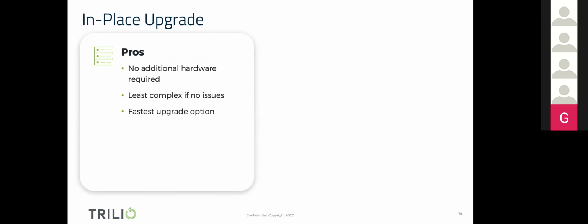So let's dive into the specifics of the in-place upgrade and look at the pros. So obviously, in terms of an in-place upgrade, no additional hardware is required. I think that's pretty obvious. You've got an installation of OpenStack. You are on a particular version, and the goal is to get to the next version. So there's no disruption apart from the maintenance to go from that old version to the new.